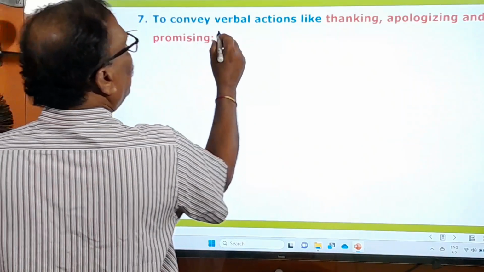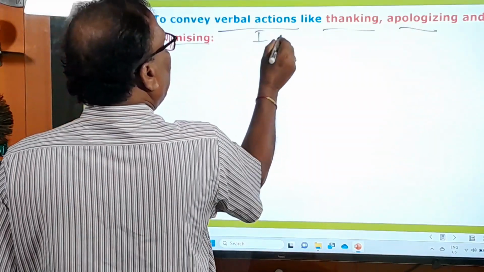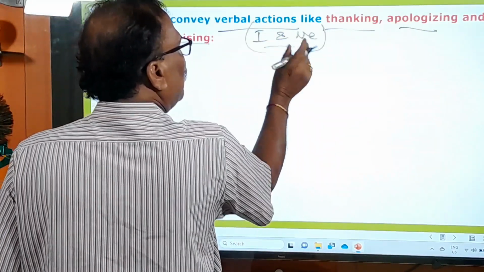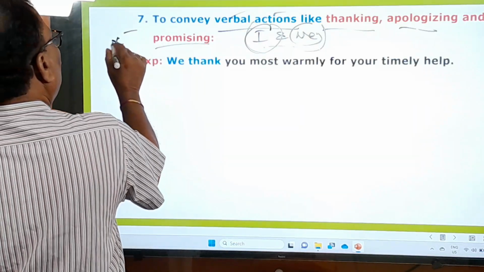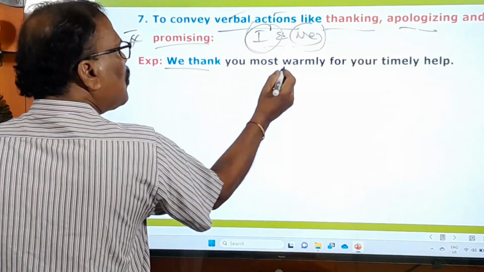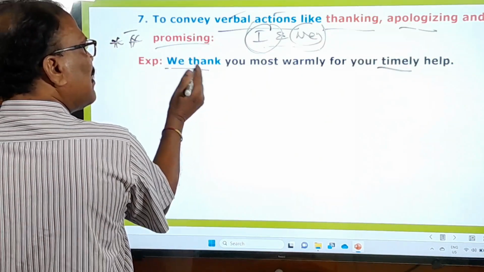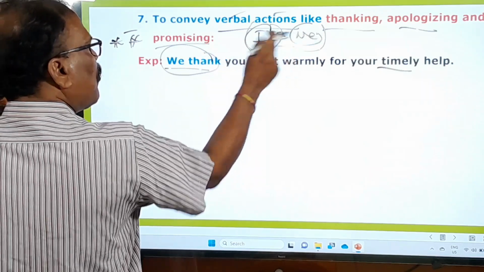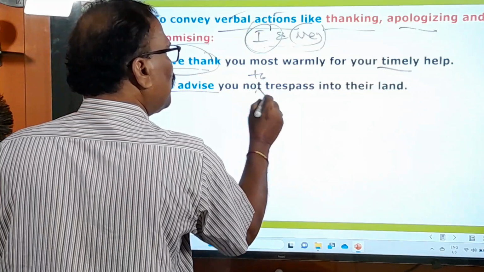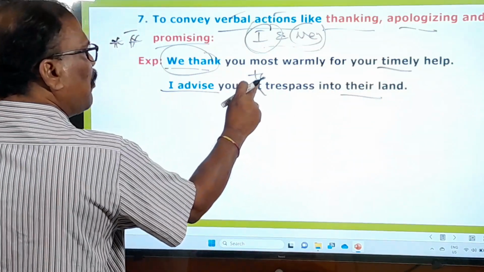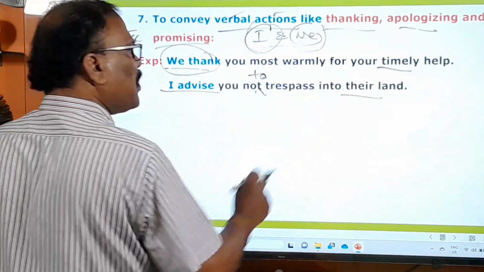Seventh one, to convey verbal actions like thanking, apologizing, promising with I and we. With these persons only. For example, here are given some very important ones. We thank you most warmly for your timely help. We thank. Simple present. We. And then I advise you not to trespass into their land. Typographical mistake, please, 'to' is dropped here. I advise you not to trespass into their land.